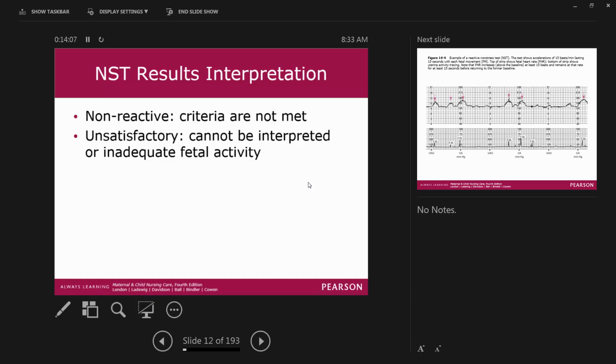Why would we just say non-reactive? Non-reactive is so you get the movements, but they're not accelerating or they're decelerating, okay?